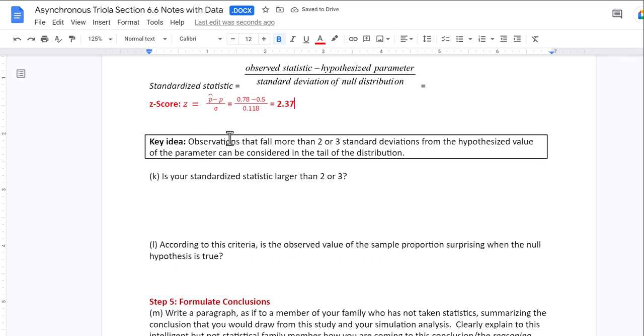The key idea here is that observations that fall more than 2 or 3 standard deviations from the hypothesized value of the parameter can be considered in the tail of the distribution. And as we've seen before, if you're more than 2 standard deviations, you're considered significantly high, which means not likely to occur, low probability of occurring. So here, this is definitely more than 2. So we can say 14 out of 18 is a significantly high value to get.